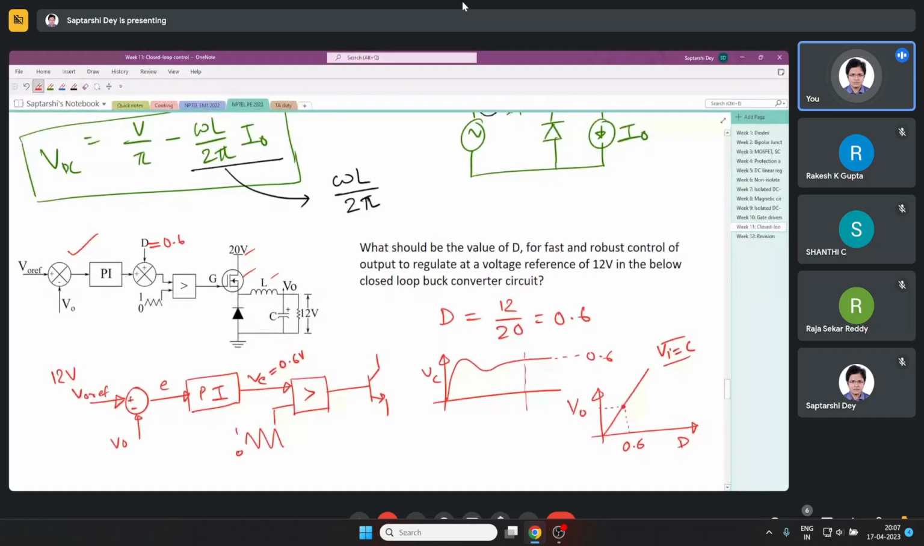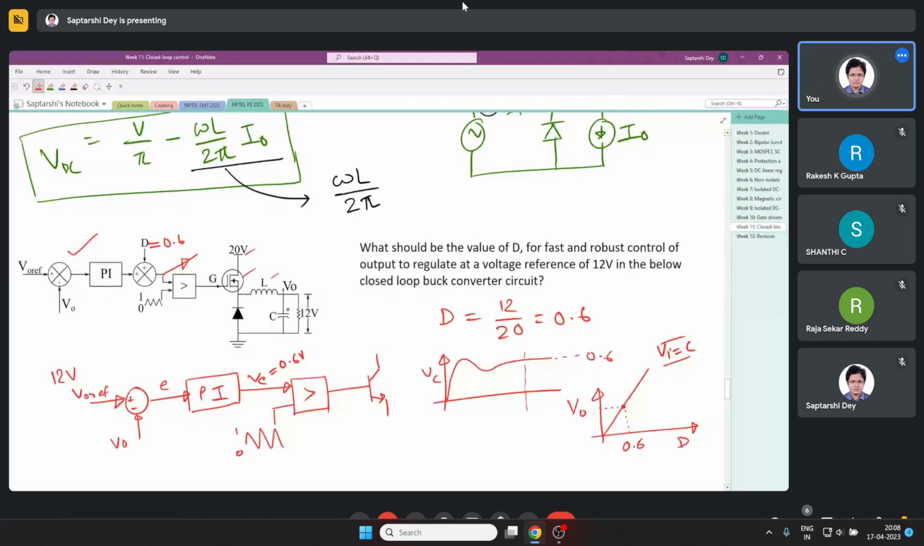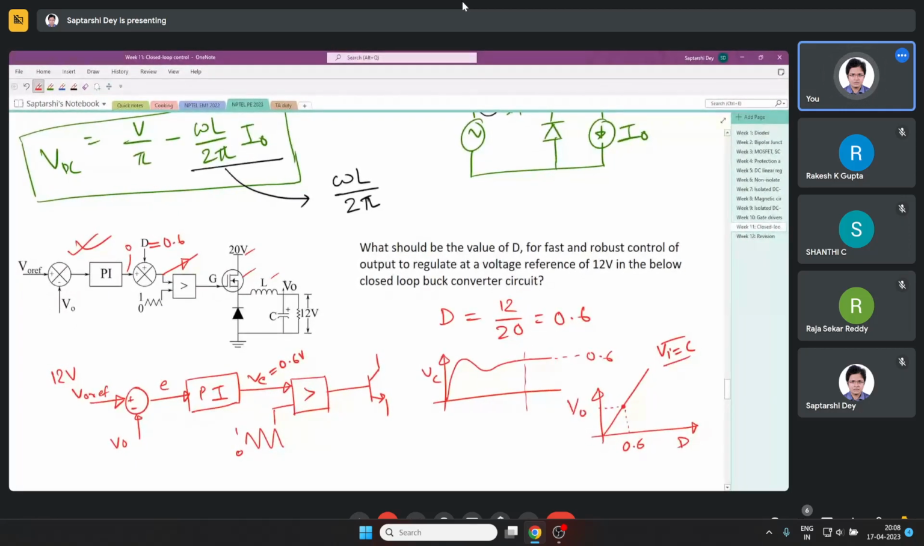So I am already sending the output at this point to 0.6. Now you see, at steady state previously the PI output was 0.6. It had to vary from 0 to 0.6. But now in this new case, my PI output at steady state will be 0. And for perturbations in the power circuit, for perturbations in the load, it will have oscillation around 0.